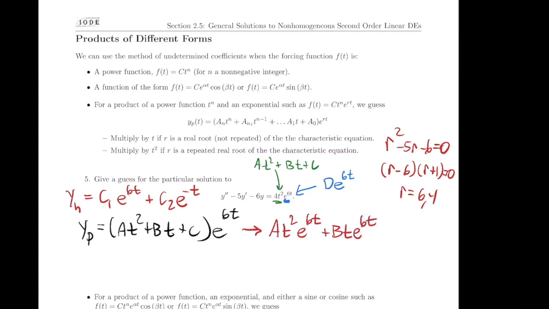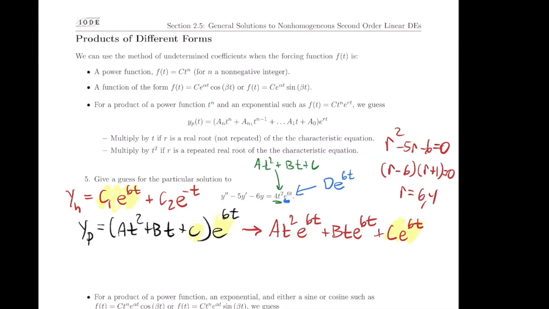If I had a repeated root, I might have resonance with that, but we don't because we have two distinct real roots. Okay, but the problem is with this last one. This piece over here, which comes from this piece over here, has resonance with that piece. So we want to make sure that we don't have any resonance in any of our terms. And if we do, then we need to multiply by t.